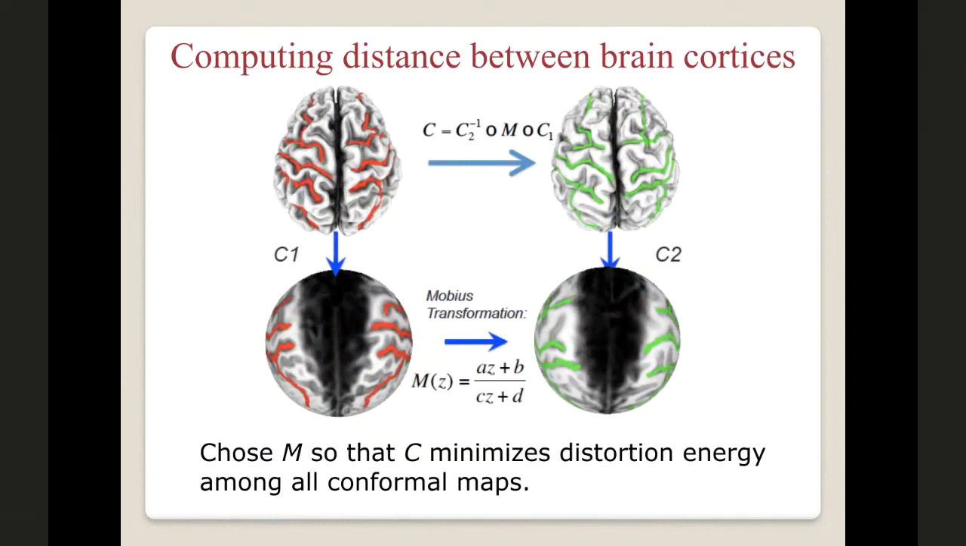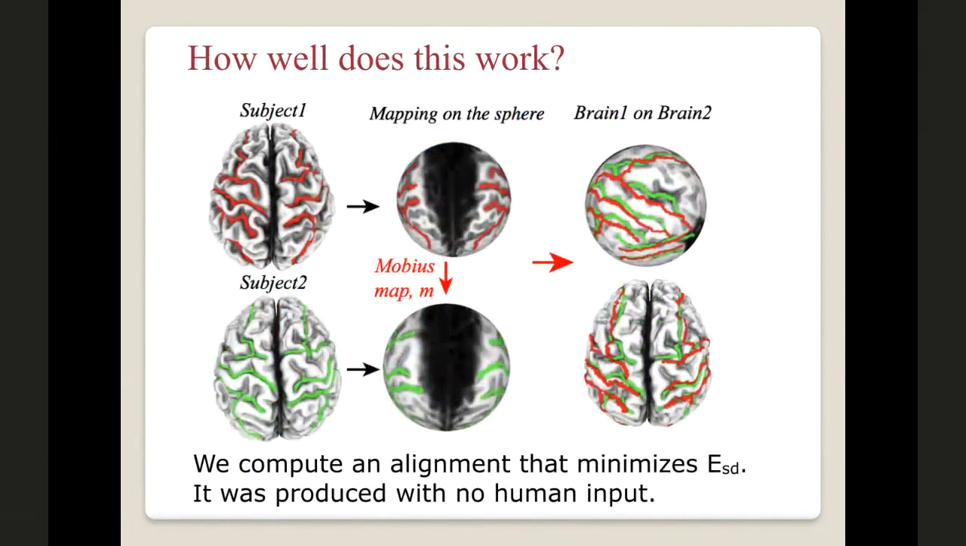They were aligned by this energy minimization distortion distance without any human expertise. Nobody told the alignment to align the brain in any particular way. But as you can see in these pictures, it sends one subject's brain to subject two's brain in such a way that these do align fairly well. You can't align them exactly because these sulci are not precisely the same.